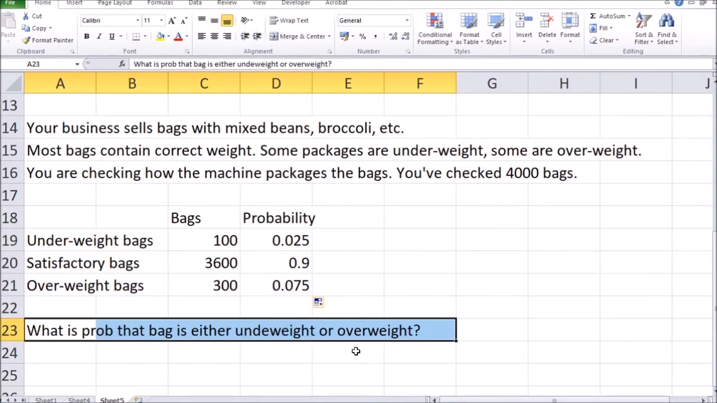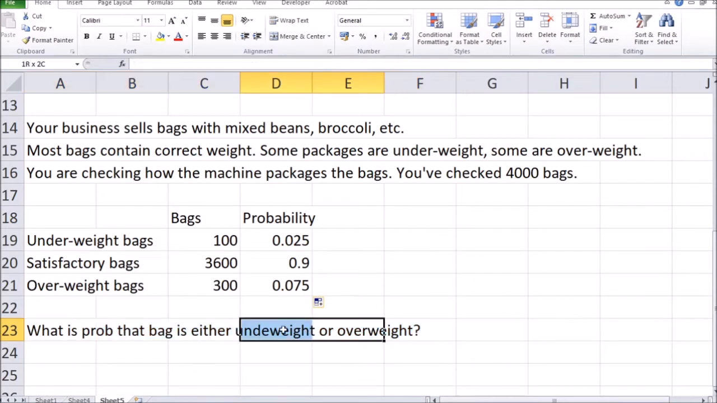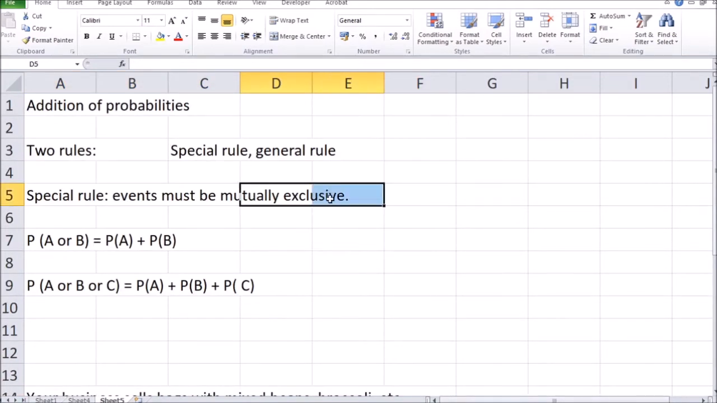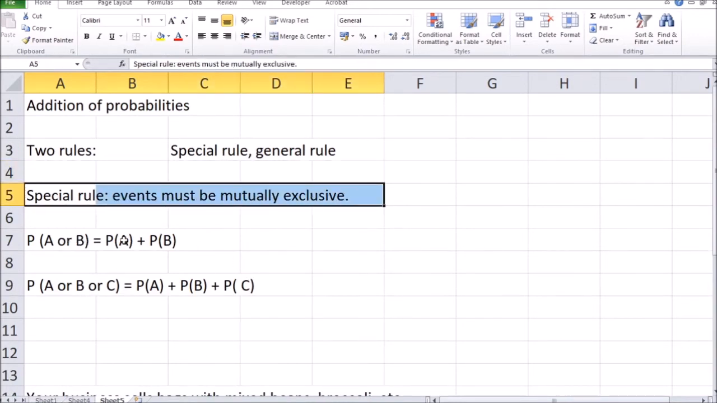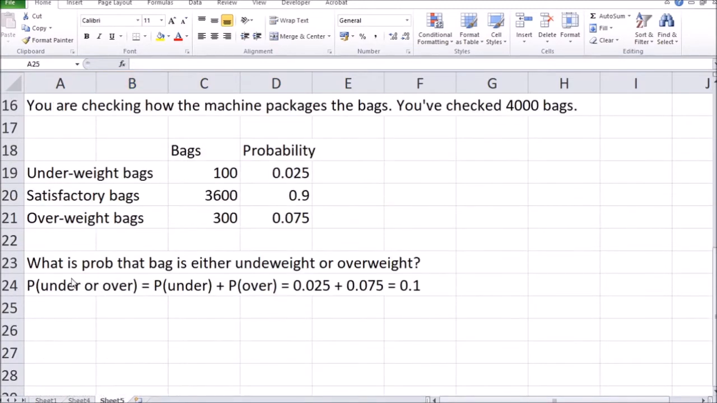Now, we want to see the probability of the bag being either underweight or overweight. With this kind of addition of probabilities, the first question you want to ask yourself is, what do I understand about these two events? The main thing is whether they are mutually exclusive or not. Of course, the bag cannot be underweight and overweight at the same time. So these two are mutually exclusive, which means we use the simple special rule of addition of probabilities, where I just add the probabilities as they are. The probability of the bag being either underweight or overweight is simply the addition of these two, because they are mutually exclusive. The probability of the bag being underweight is 2.5% plus the probability of the bag being overweight is 7.5%. Together, that is a 10% probability.